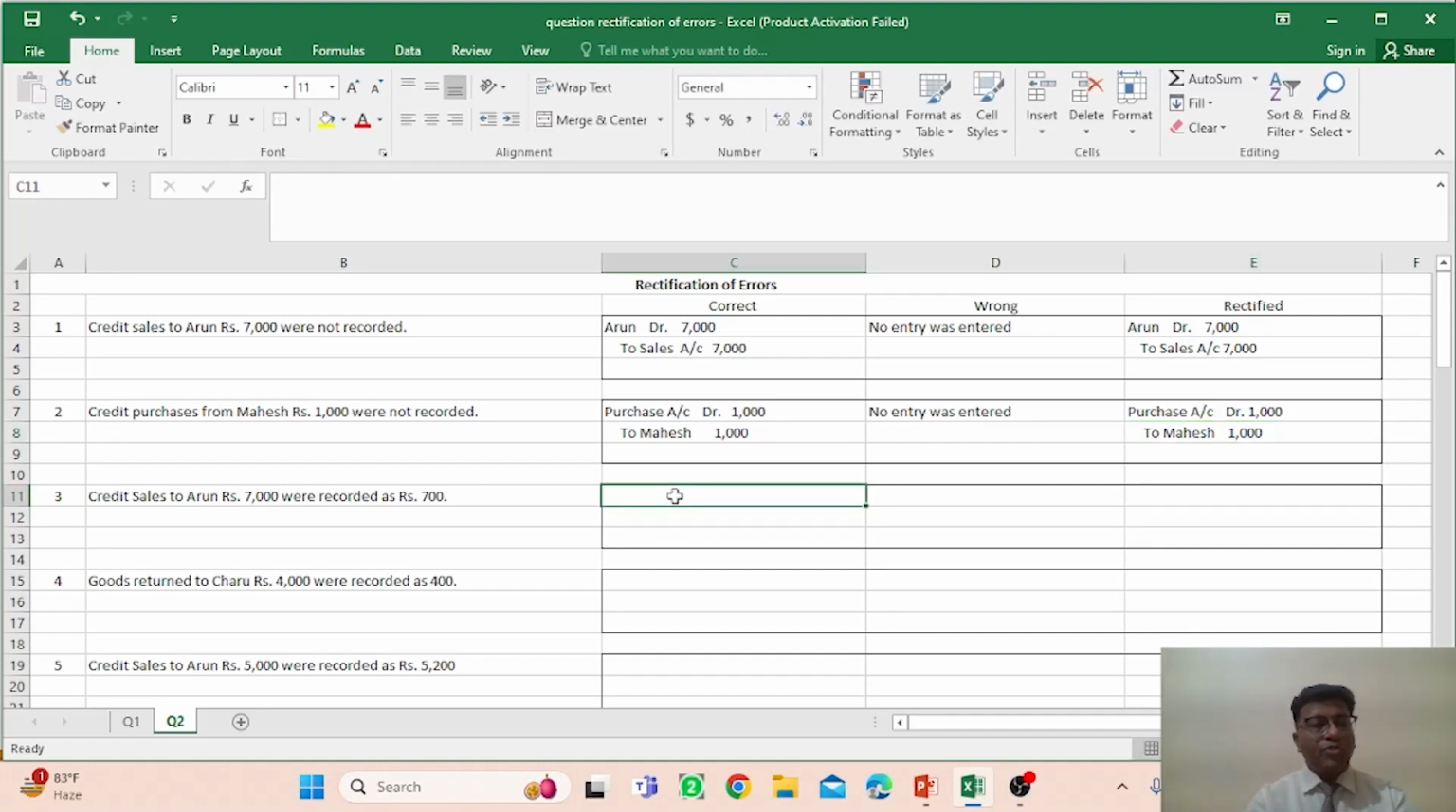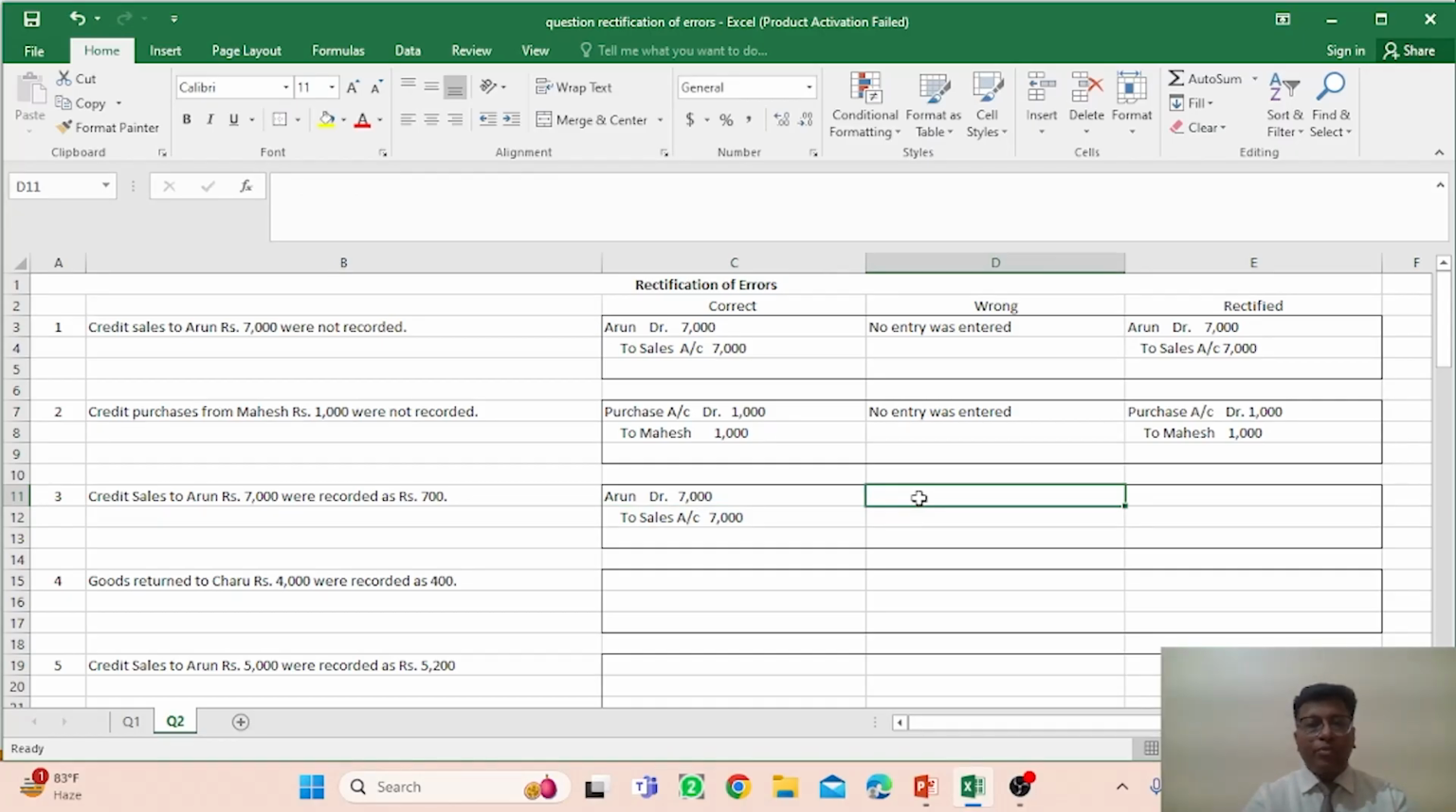Now come to the next transaction, that is, credit sales to Arun were recorded as rupees 700. So the transaction is credit sales to Arun. What should be the correct entry? The correct entry is Arun debit rupees 7,000 and to sales account 7,000.